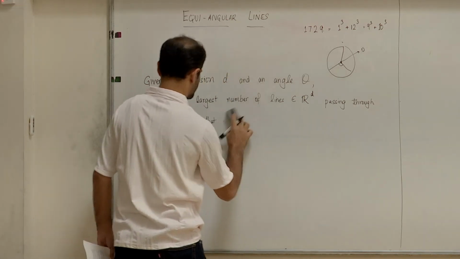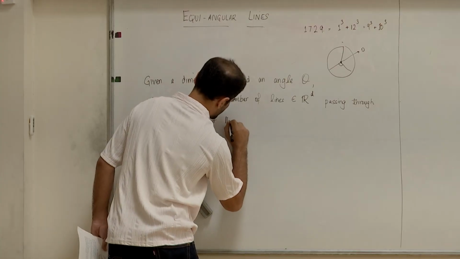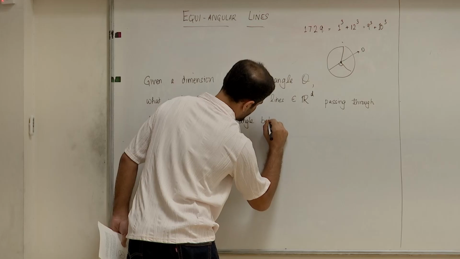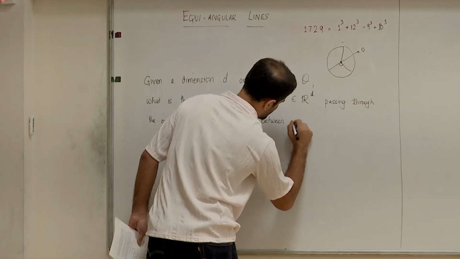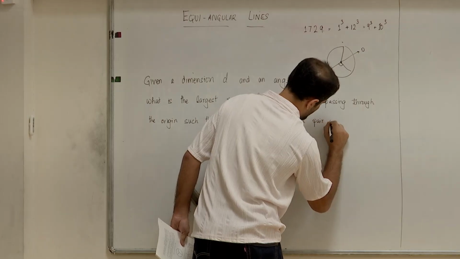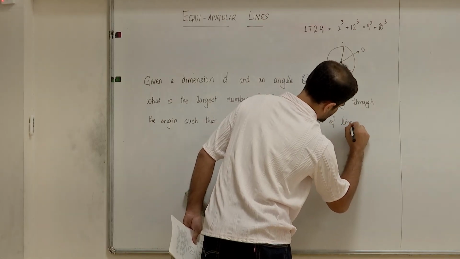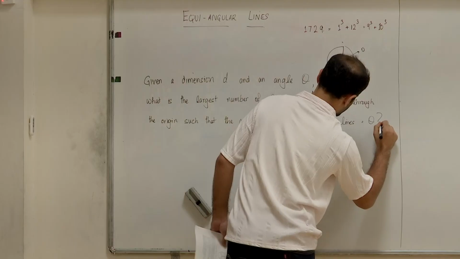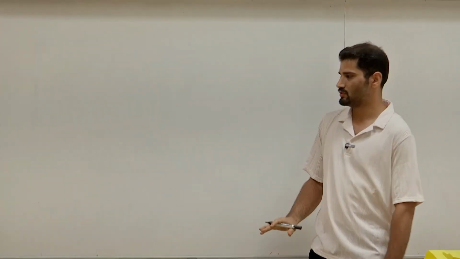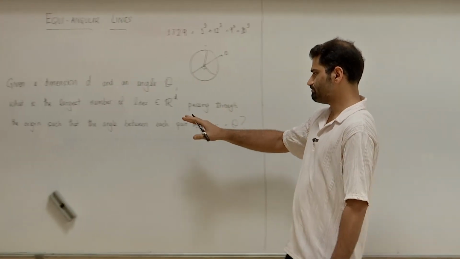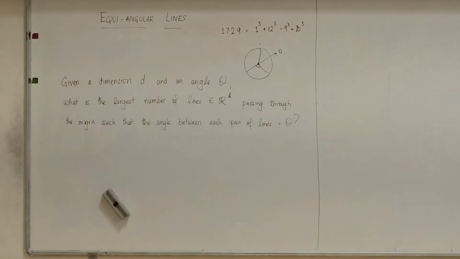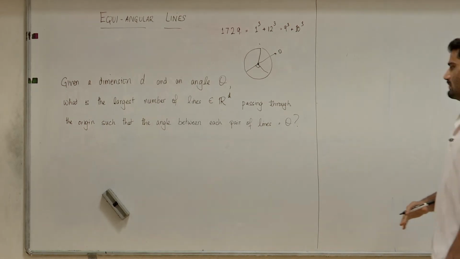Such that the angle between each pair of lines equals theta. Okay, so this is the question that we will study. I will show a precise bound. So we'll nail the main term, the most significant term. After that, we'll have some lower order terms that we won't care about.